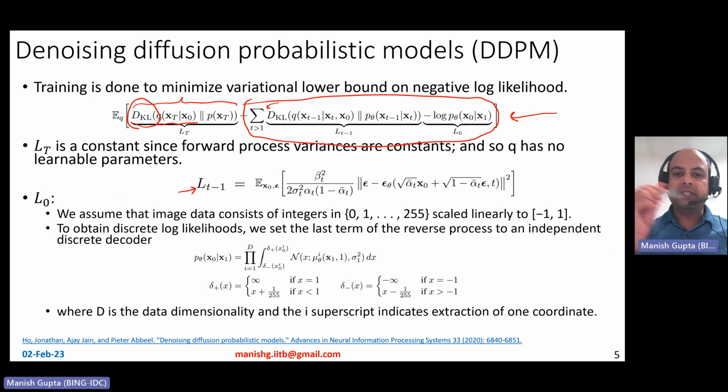Now, again, there's a whole bunch of derivation in the paper, which basically derives that the KL divergence can be computed like that. In fact, broadly, intuitively, what it says is that if epsilon is the actual noise, then epsilon theta is the predicted noise.